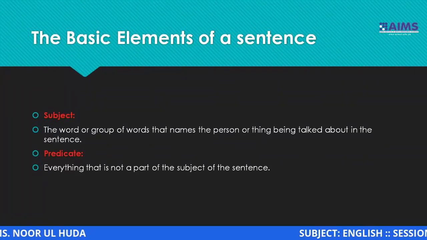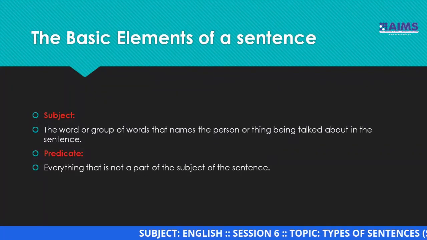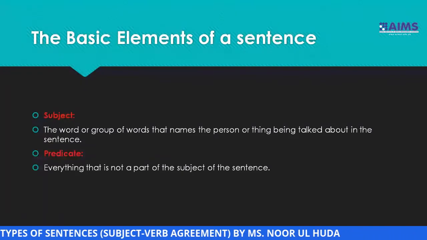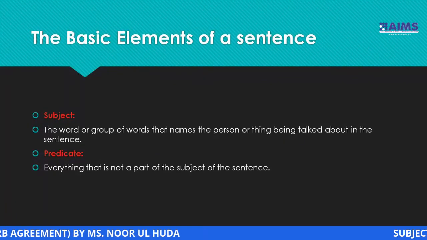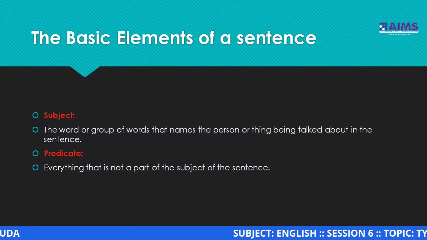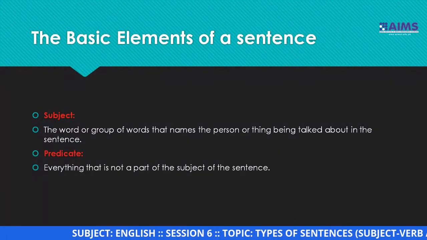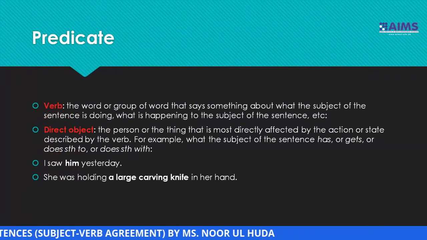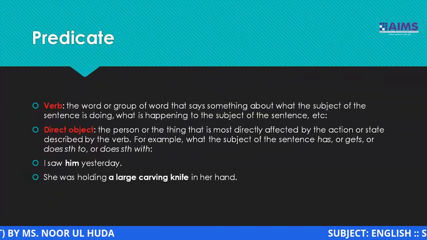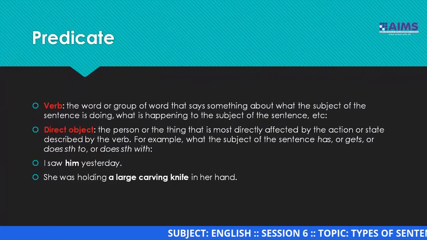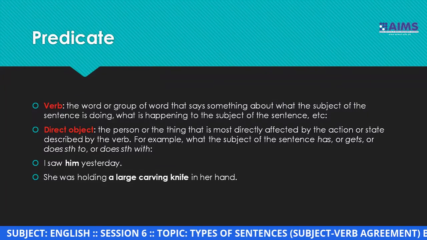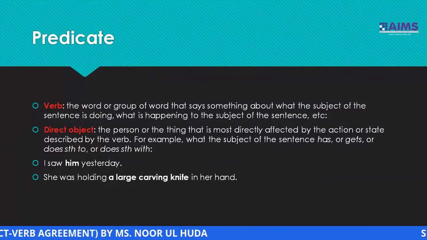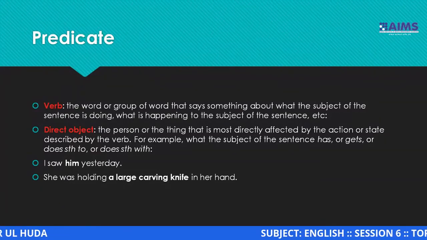The part other than the subject is termed as predicate. Is this clear? When we remove the subject, the whole remaining part, whether it consists of multiple words or few words, would be termed as predicate. Everything that is not a part of the subject of the sentence would be called a predicate. Now, there is a heading written at the top: predicate. The predicate could have a verb, direct object, indirect object, or complement. It depends on different structures of the sentence.